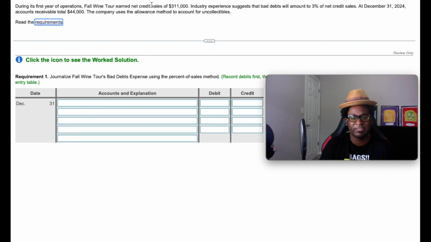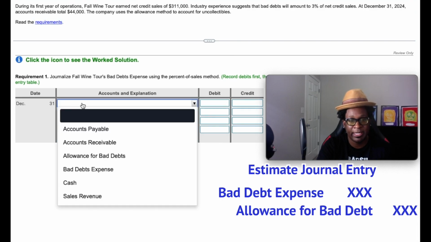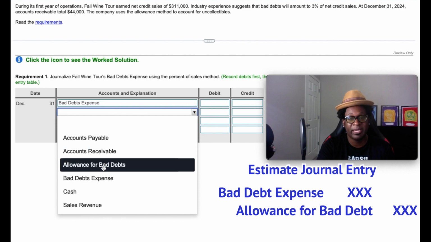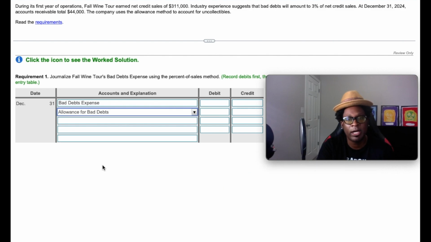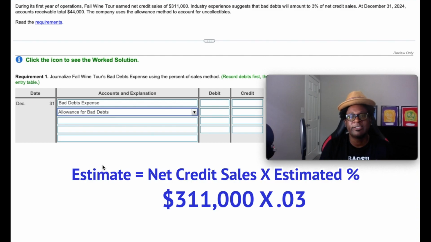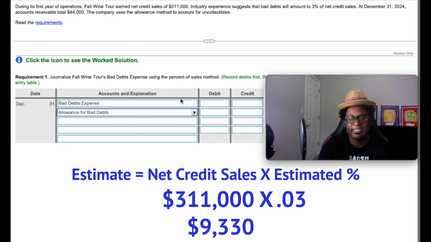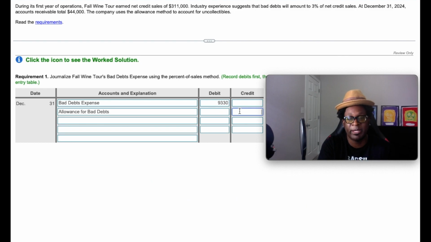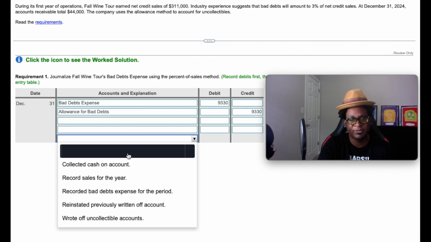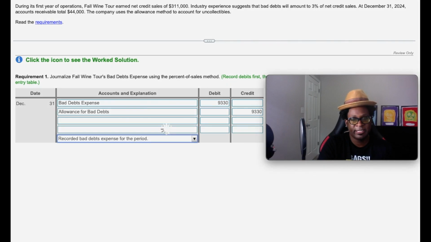And so in terms of making this particular journal entry, anytime that we make an estimate, we are recording a bad debt, which means that we're going to debit bad debt expense and credit allowance for bad debts. Some textbooks call it allowance for uncollectible accounts. You might hear me say it, but it's all the same, gang. It's all good. And so how are we going to calculate this amount? Simple. We're going to take the $311,000, which represents the net credit sales, and multiply it times 3%. That total amount of $9,330 will be the amount that's going to be reported on the balance sheet as the allowance for bad debt, as well as the amount that's going to be reported on the income statement for the bad debt expense. And so the explanation for this is simply to record bad debt expense for the period. We're going to check the answer.